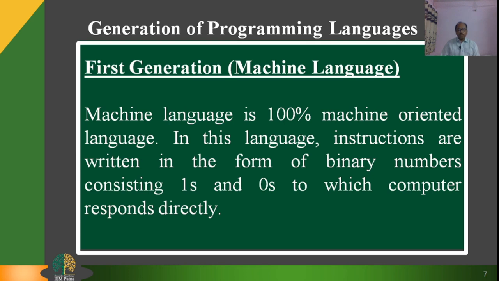Due to binary digits, the processing speed was highest, translation of the program was not required, and they occupied less memory, but those were difficult to read and write, and also machine dependent, and even complex logic instructions could not be constructed. So, these are the disadvantages of the first generation programming language, I mean machine language.